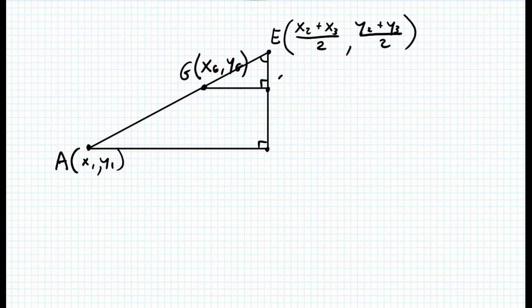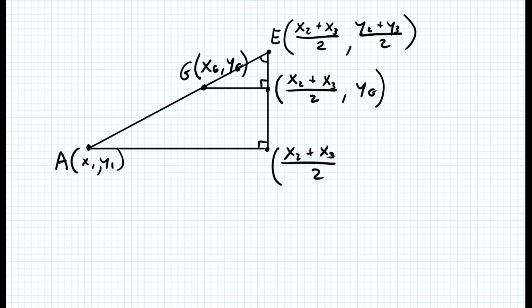For example, what is this coordinate over here? So here we have the same y value, okay, and the same x value as E. So here we're going to write that this is x2 plus x3 over 2, comma, but now we have the same value as yg, okay? And what about this one? This is also going to be x2 plus x3 over 2, and this y value is y1, okay?